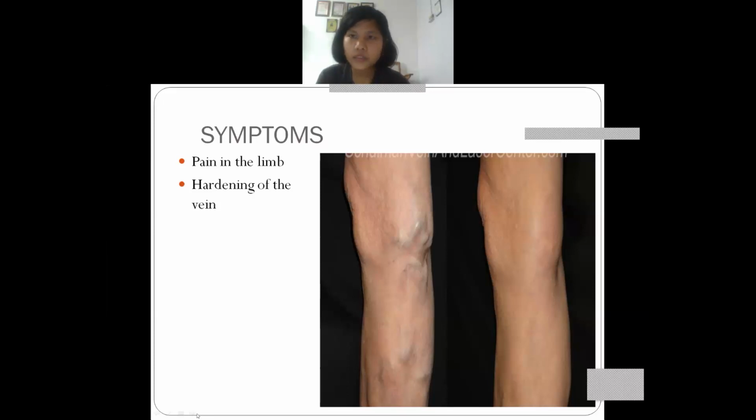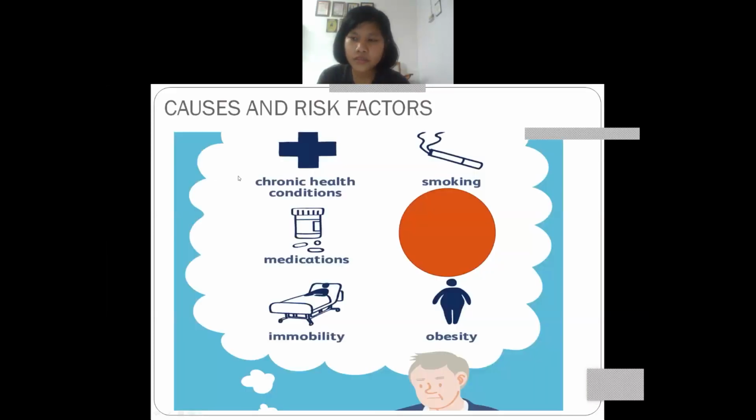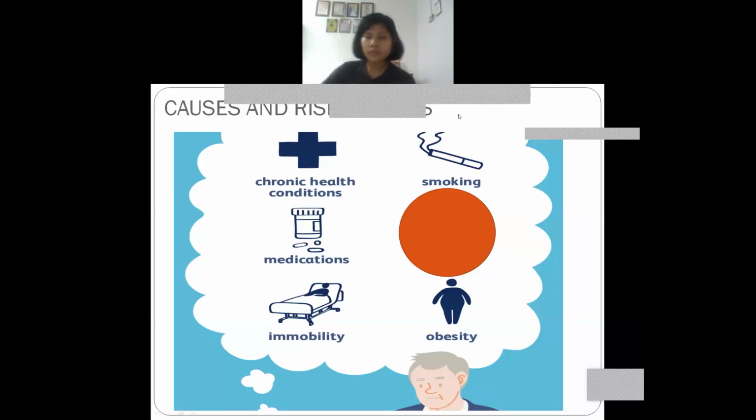Okay, so now let's discuss the causes and risk factors, like who is most likely to have this superficial thrombophlebitis. First is chronic health conditions. Because of some health issues, the person might have this superficial thrombophlebitis. And medications. Because of some medications, the person can have it. Next is immobility. Immobility means if a person stays in one particular place for too long, ultimately it will lead to this.